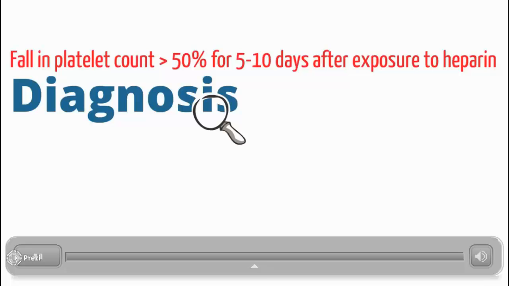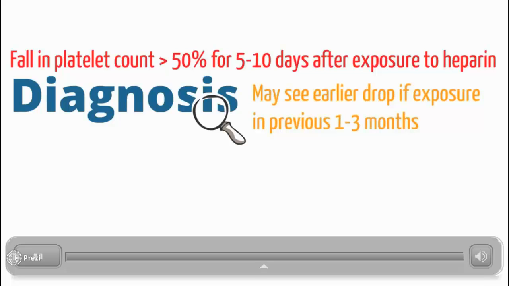Now that we've gone over the physiology, let's talk about how to diagnose heparin-induced thrombocytopenia type 2. If a patient with a current exposure to heparin has a 50% drop in their platelets after 5 to 10 days of exposure, this would indicate this patient likely has HIT. Now keep in mind, this time frame may be shorter if they had a previous known exposure to heparin.